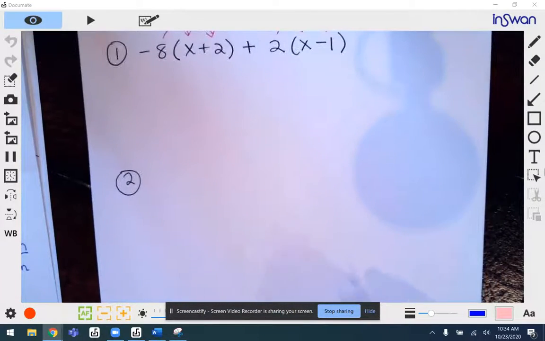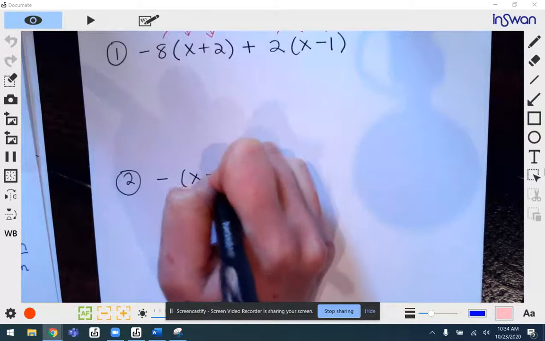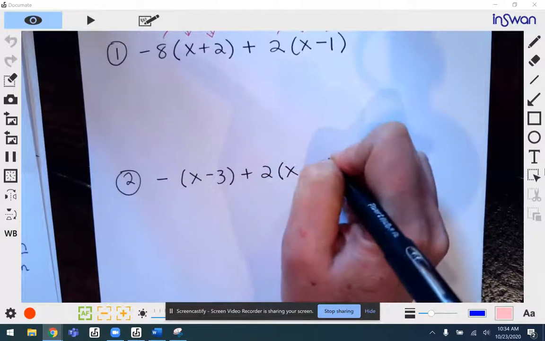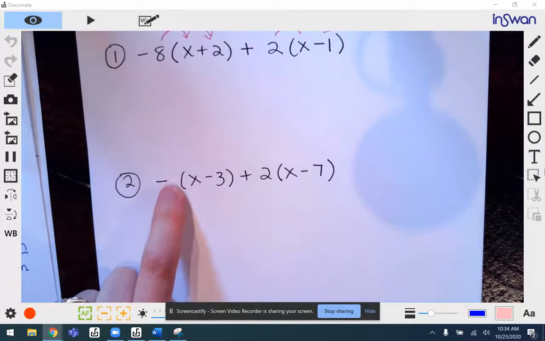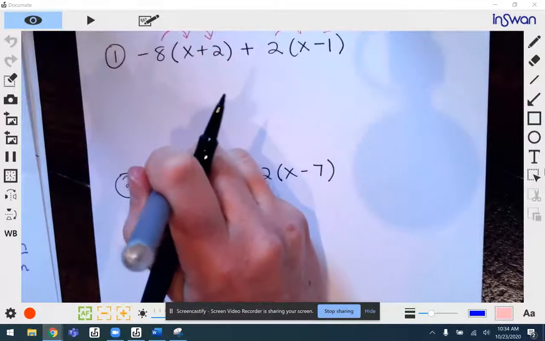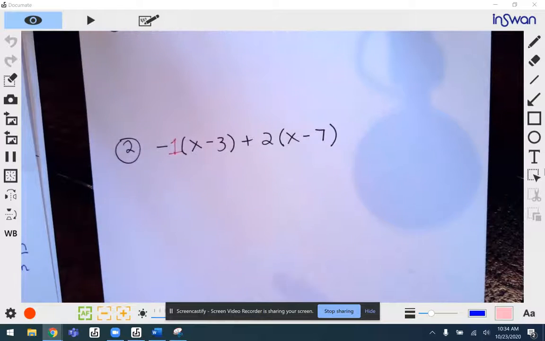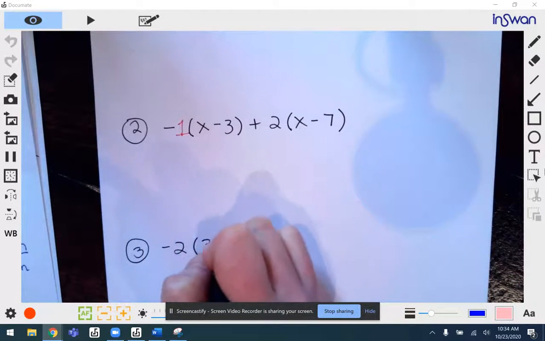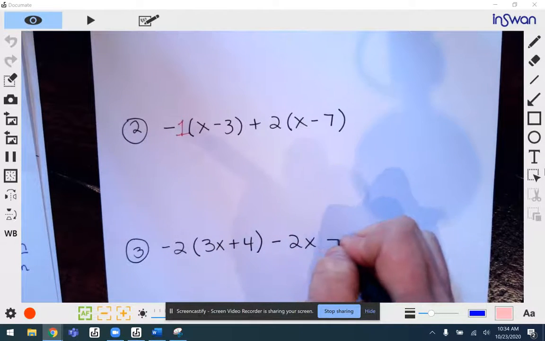Okay, number 2, I'm just going to leave some space for when we go over it. Number 2 is negative parentheses x minus 3, plus 2 parentheses x minus 7. Notice that when there's nothing there but you have a sign, that's that invisible 1 we talked about. So make sure you add in that invisible 1. I'm going to leave some more space. We'll do number 3. Negative 2 times parentheses 3x plus 4, minus 2x minus 5.